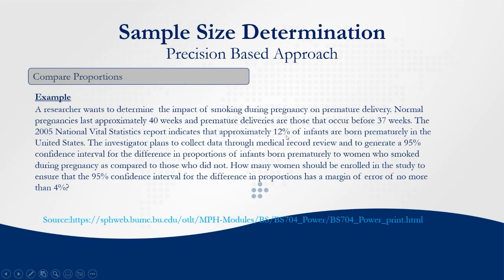So if we finish off this, the investigator plans to collect data through medical records, so it's going to be secondary data. They want a 95% confidence interval for the difference in proportion of infants born prematurely to women who smoke and those who do not. How many women should be enrolled in the study to ensure that we have that 95% confidence interval and a margin of error of 4? So these are specific to the study, right? You can see you can't just have a blanket approach.